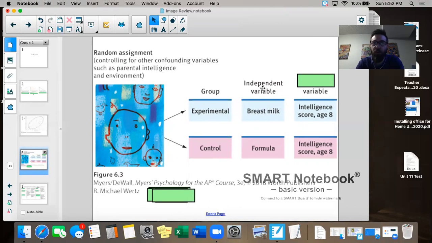Control group for sure. And now if we have an independent variable, the other variable is the one that we're looking at to see if it becomes different, to see if it changes. So that's going to be called the dependent variable.